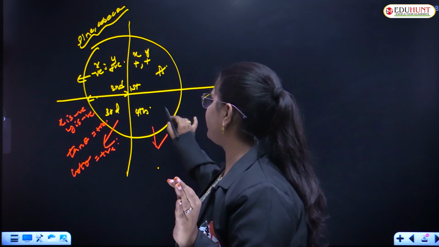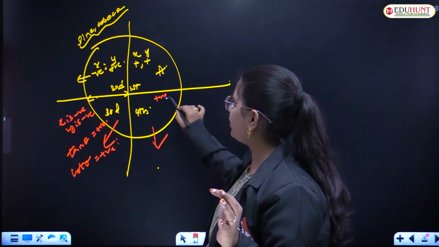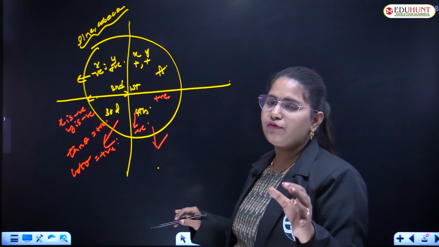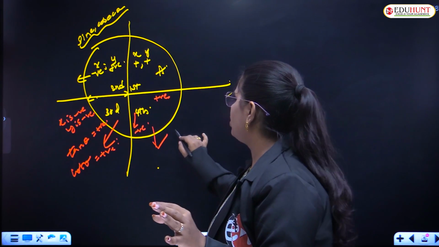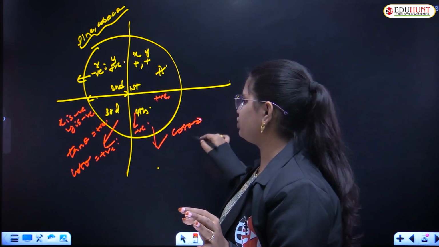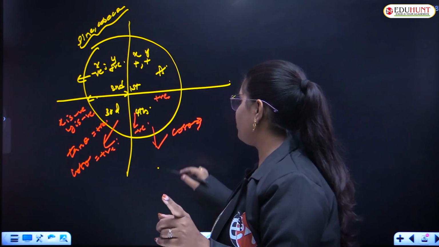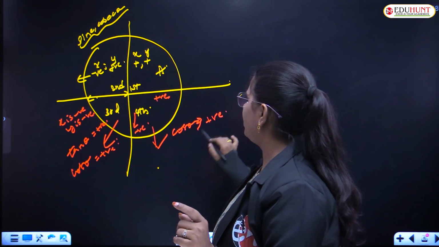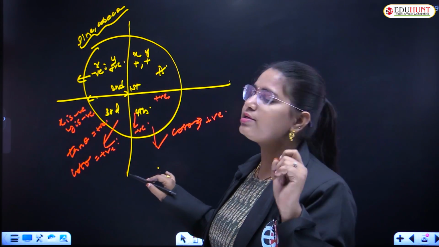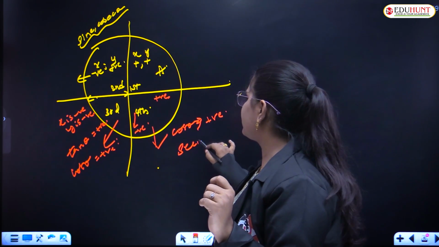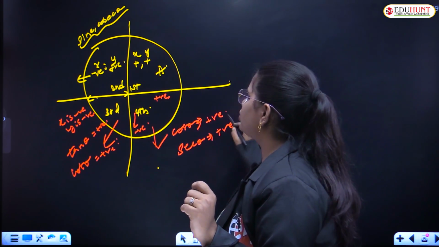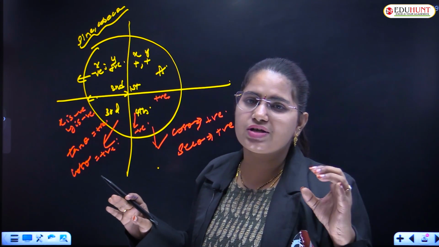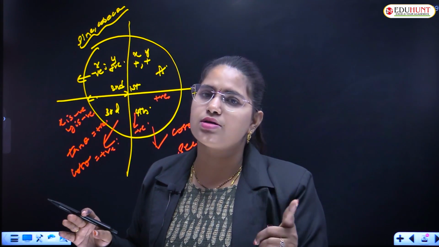In the fourth quadrant, x is positive, y is negative, right? So by the definition, sine is the projection on y-axis and cos theta is the projection on x-axis. So cos theta is positive, and the reciprocal function of cos is secant theta. Secant theta is also positive. So I have given a glimpse of the signs of 6 trigonometric ratios in the circle.